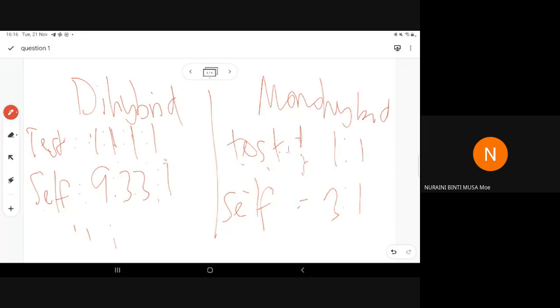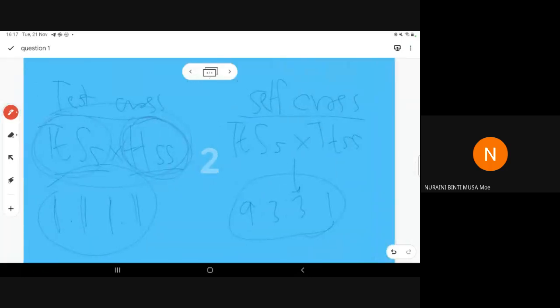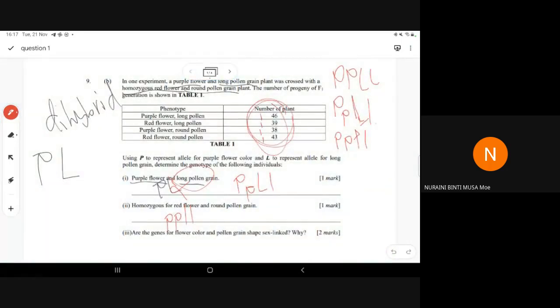So ni ialah basic yang kena hafal. Monohybrid test cross will get you 1 to 1. Self-cross 3 to 1. Dihybrid test cross will get you 1 to 1 to 1 to 1. And dihybrid self-cross will get you 9:3:3:1 ratio. Okay. So first, settlekan yang tu dulu, dah faham, tak ada masalah. Now we can go back to this question. Okay.